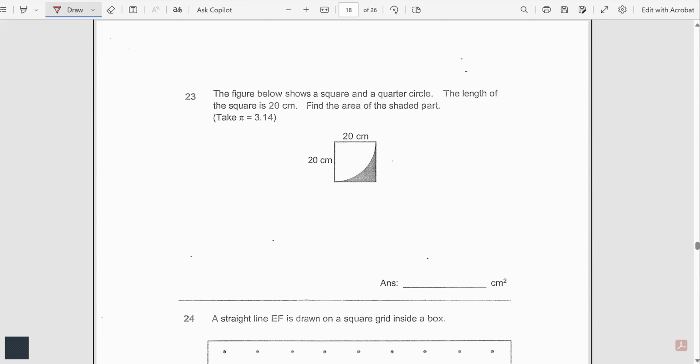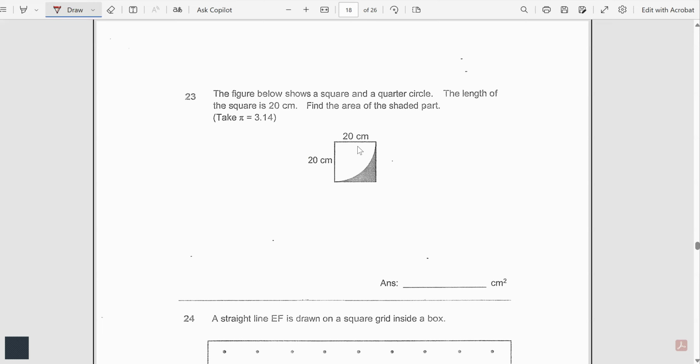Question 23. Figure below shows a square and a quarter circle. The length of the square is 20 cm. Find the area of the shaded part. So the shaded part is otherwise known as like a boomerang. How we find that is by taking the area of the square, minus away the area of the quadrant, which is the unshaded part.